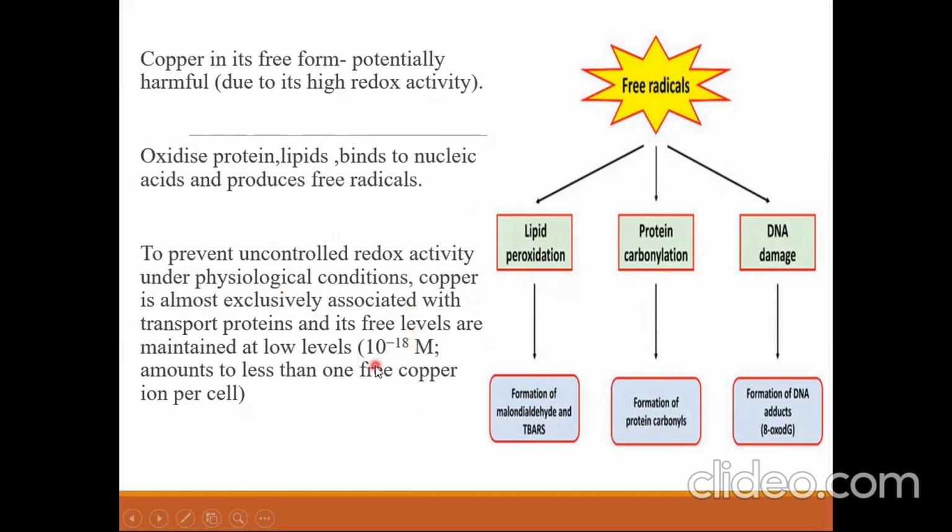That is, it should be less than 10⁻⁸ moles per liter. This amount is less than 1 free copper ion per cell. So it has to be bound always with the transport proteins. Whenever there is an increased concentration of the free ion, it generates free radicals and causes toxic damage to the macromolecules like lipids, proteins and nucleic acids.